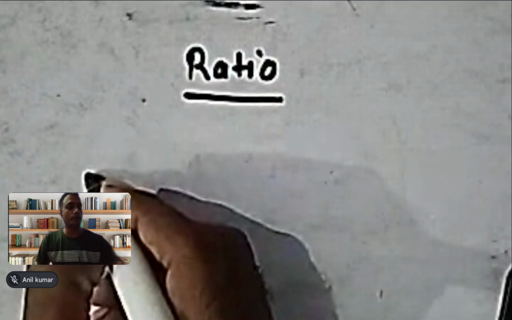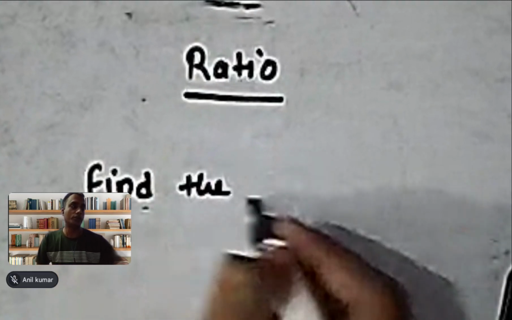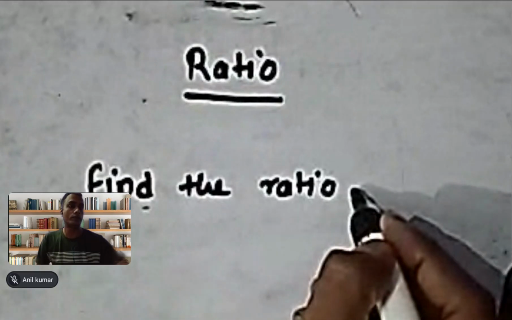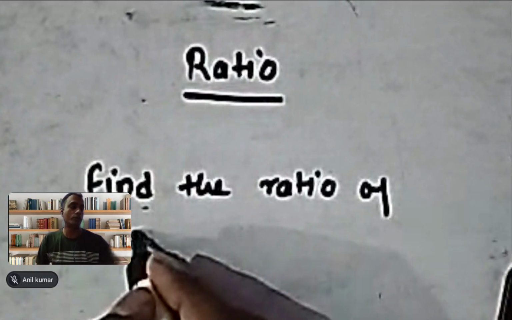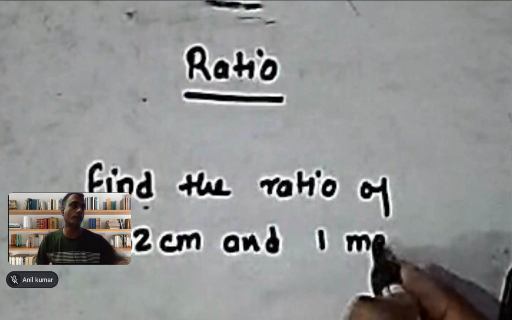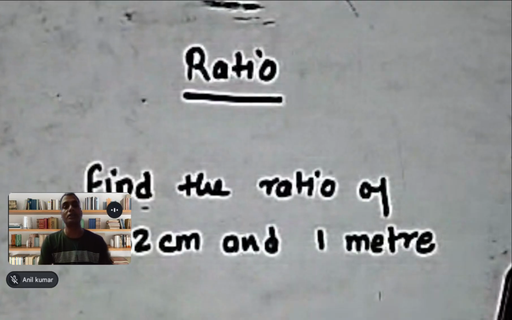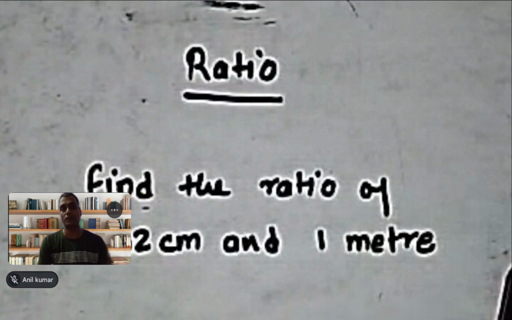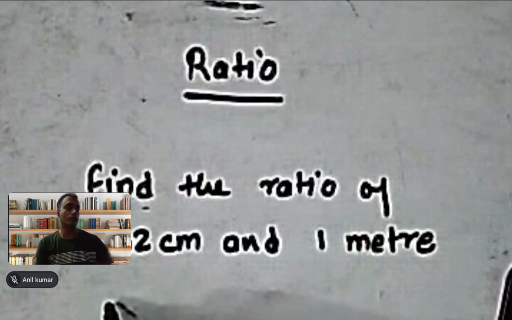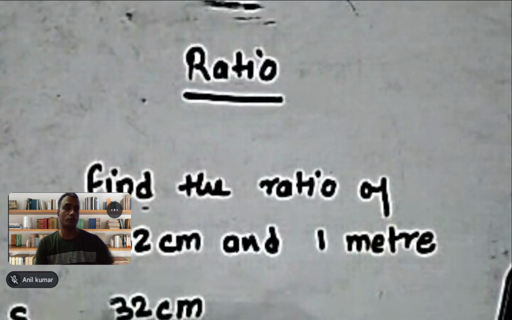So this first one is a very basic question. Find the ratio of 32 centimeter and 1 meter. As we know, both are units of length, but one is in meters and one in centimeters. So you have to convert meter into centimeter or centimeter into meter, meaning you have to make the units same, so we can compare. So I can write this 32 centimeter, and this is the solution.